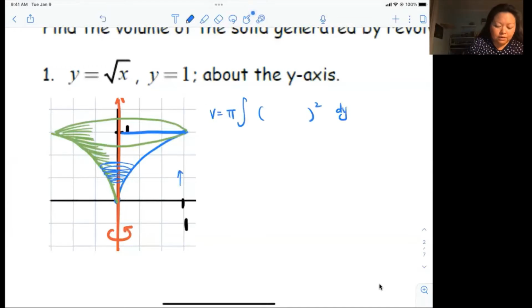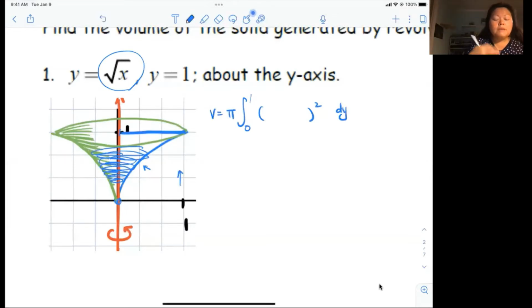How far am I stacking? Well, looking at my original blue line here, I'm stacking from 0 to 1. So 0 to 1, stacking them all the way up to y equals 1. What's my radius? Well, each of my circles stops right here along this line. So what is this line? Well, this line is my equation, root x, right? So y equals root x.